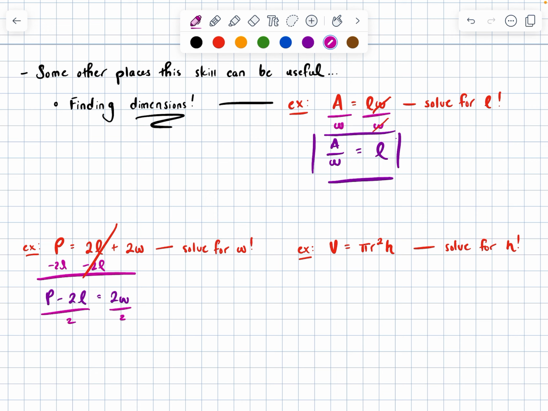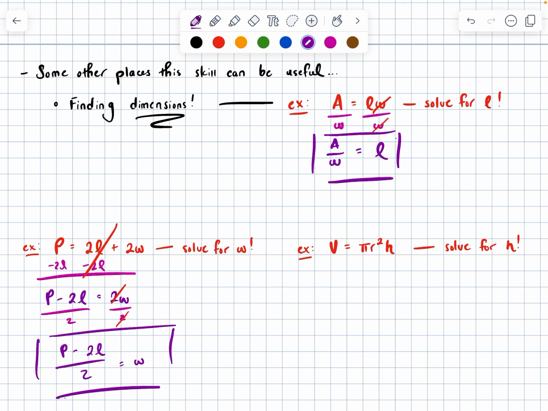Well, I've got a 2 connected to it by multiplication. Let's undo it with division. So that tells me that P minus 2L all over 2 should be equal to our width. So if I take the perimeter, subtract 2 times the length, and divide that number by 2, that should be equal to the width of my rectangle.